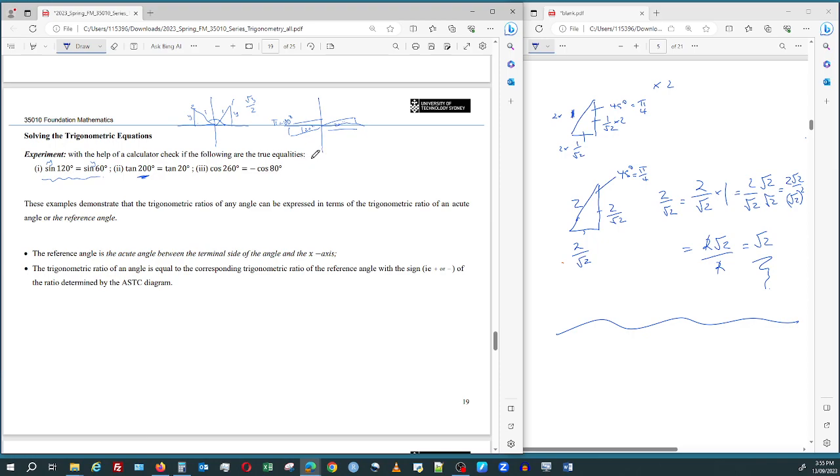What about the same thing for 260. 270 is here, so 260 is there. Okay, so that's 180, 270. So 260, and in particular, it's looking for cos. It's looking for that value there. Okay.